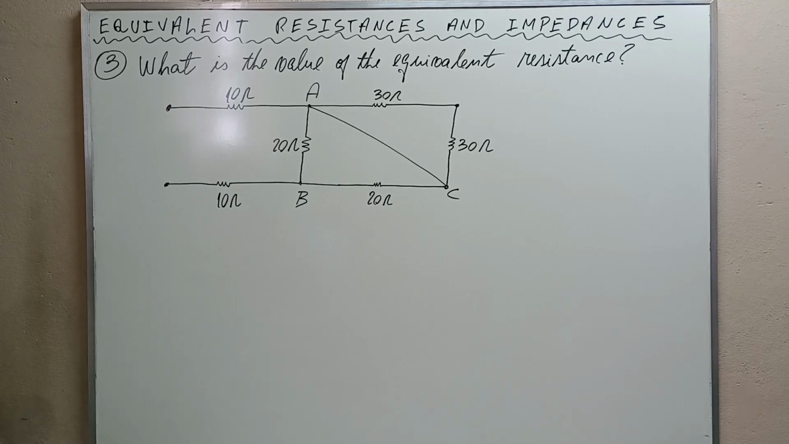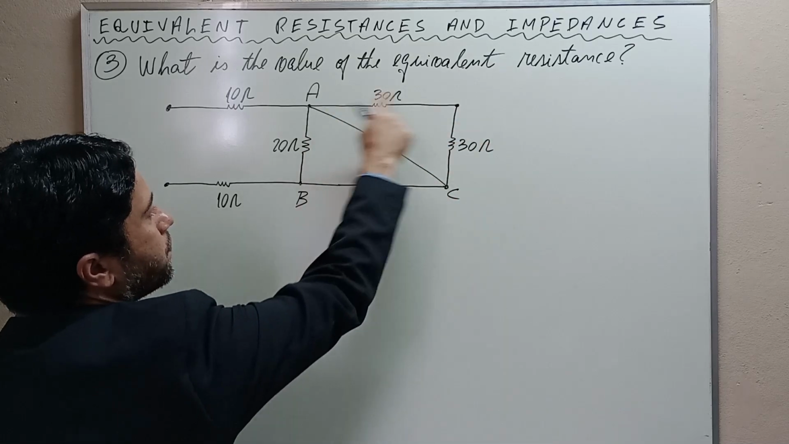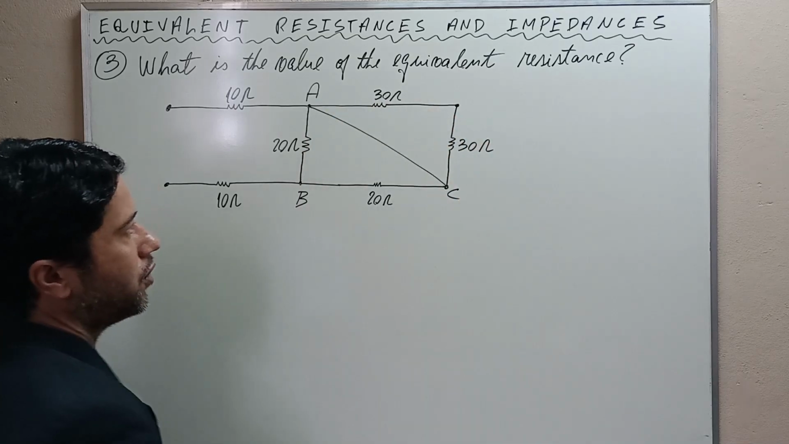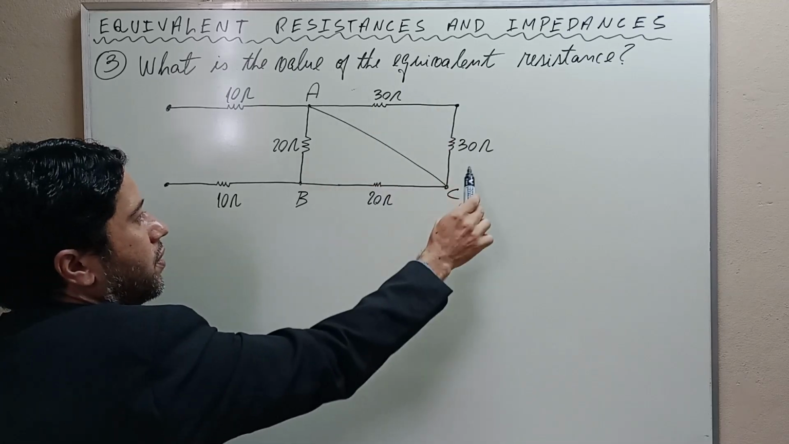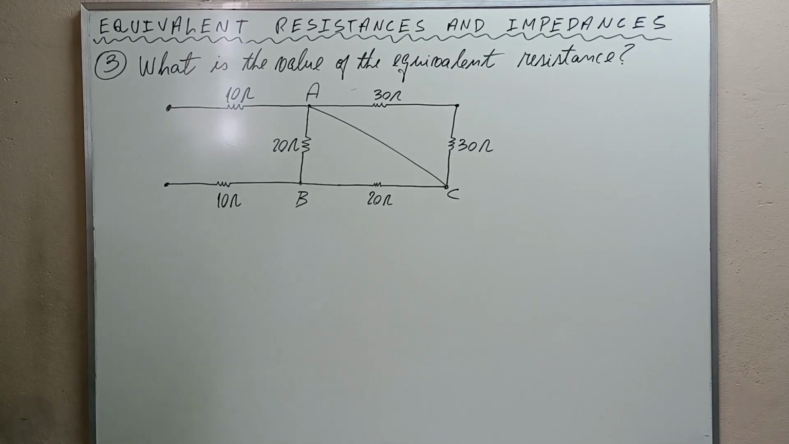Thus, all the current flowing from A to C will pass through the short circuit, avoiding the 20 ohms resistors. The current will not flow here. It will pass entirely through the short circuit, avoiding these 2 resistances, okay?